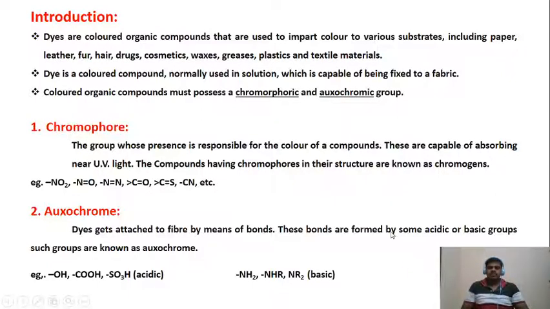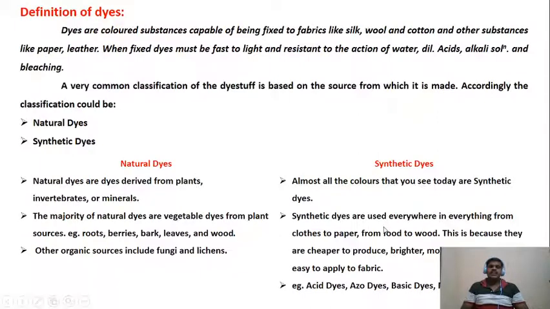Next we are going to see the definition of dyes. Dyes are colored substances capable of being fixed to fabrics like silk, wool, cotton, and other substances like paper and leather, and when fixed, dyes must be fast to light and resistant to the action of water, dilute acids, alkali solutions and bleaching. So this is the definition of dyes. You have to mug up this definition.